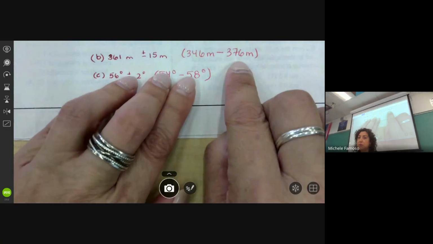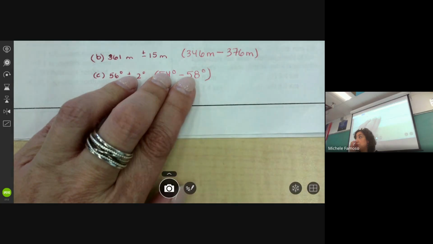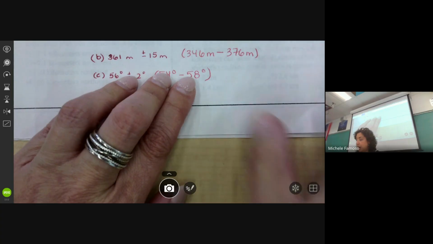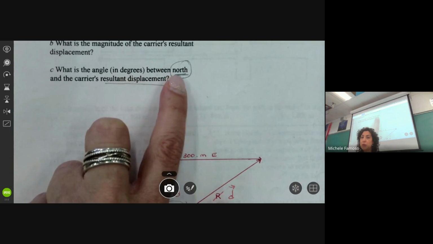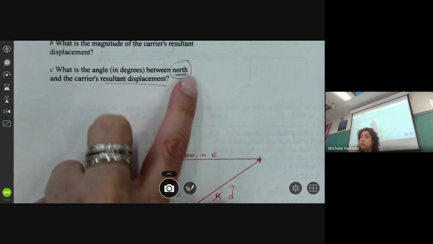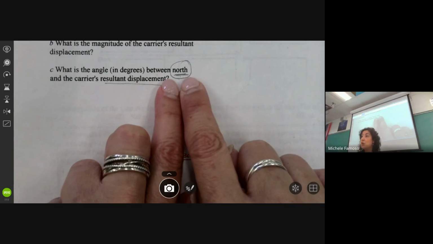We're going to allow answers between 346 and 376 meters. This was the range that the New York State Regents exam gave that year, because this was a question on a Regents exam. And then in part C, they want the angle in degrees between the north and the displacement. This is different than what we were doing in class. In class, we always measured from the positive x, which is the east. Here they want it from the north.